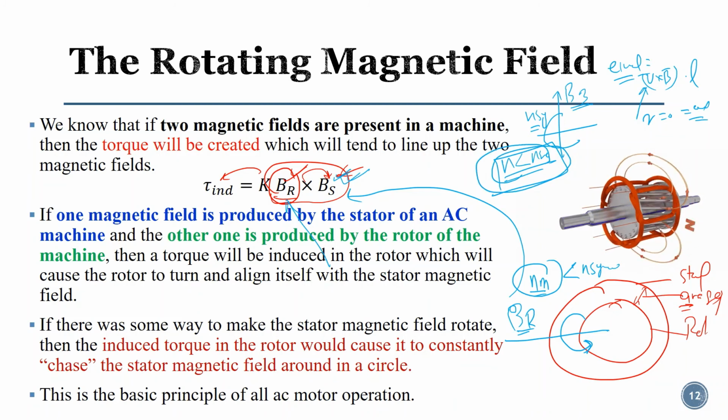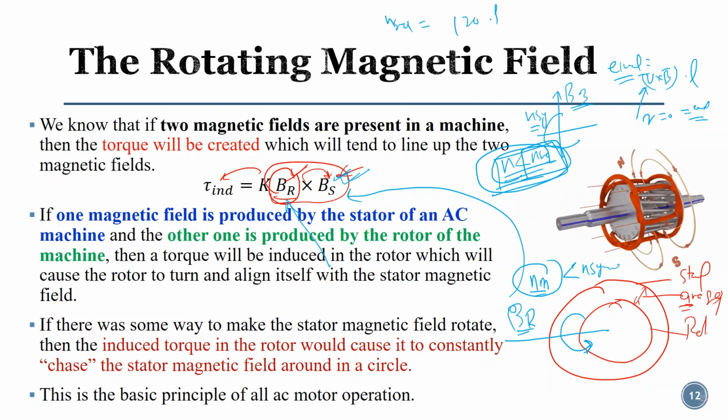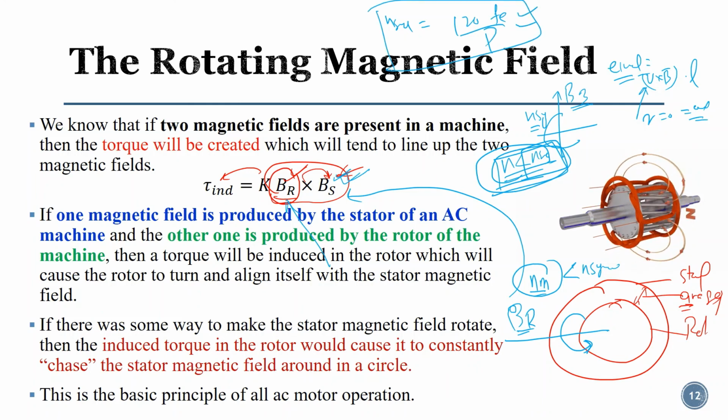In a synchronous generator or synchronous motor, we can achieve the synchronous speed, but the induction motor will always run at a lesser speed than the synchronous speed. And we know that synchronous speed is related to the electrical frequency and the number of poles through this formula. So this is just a review.